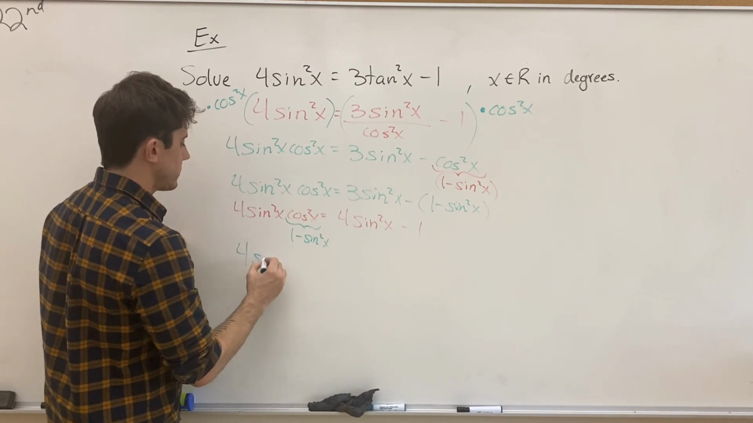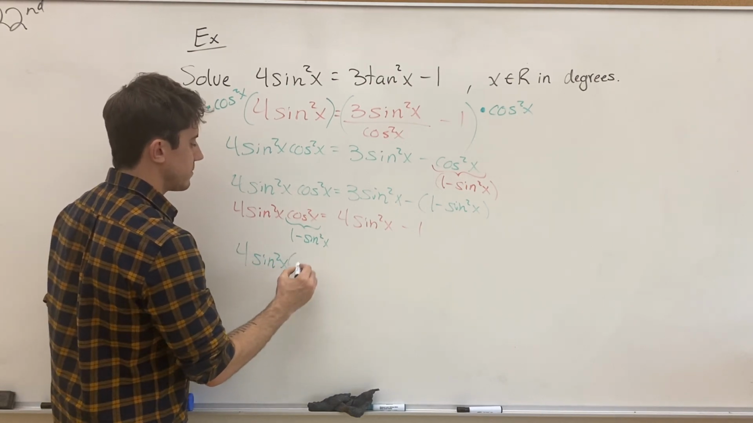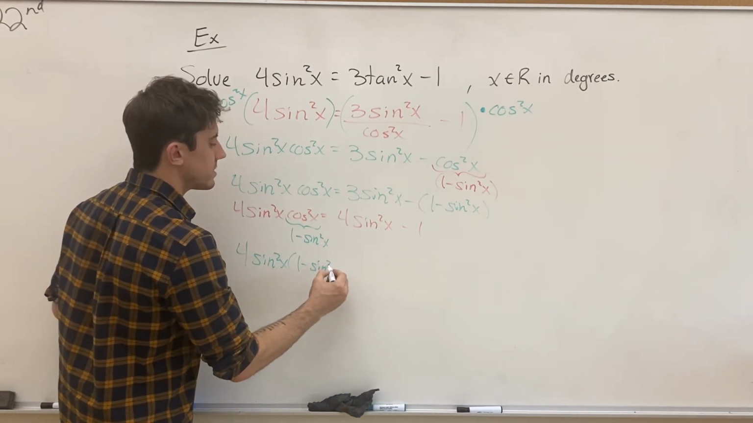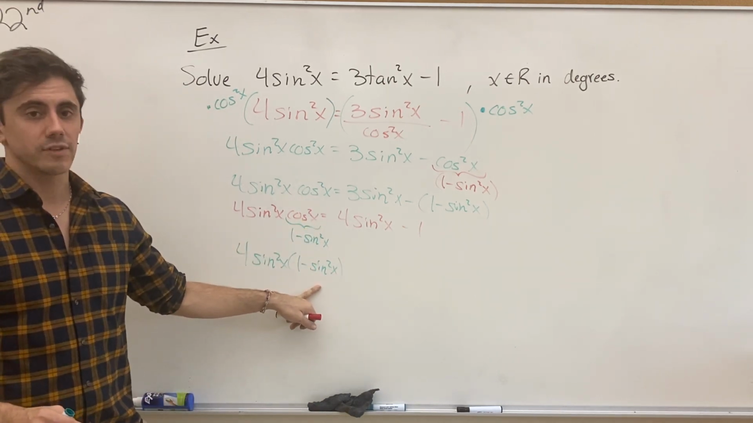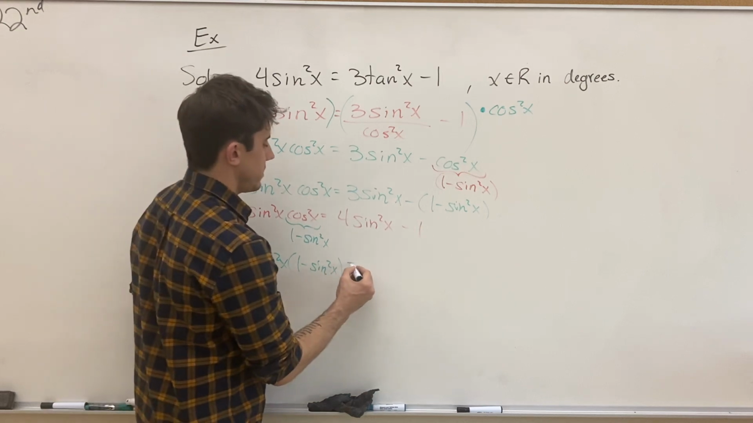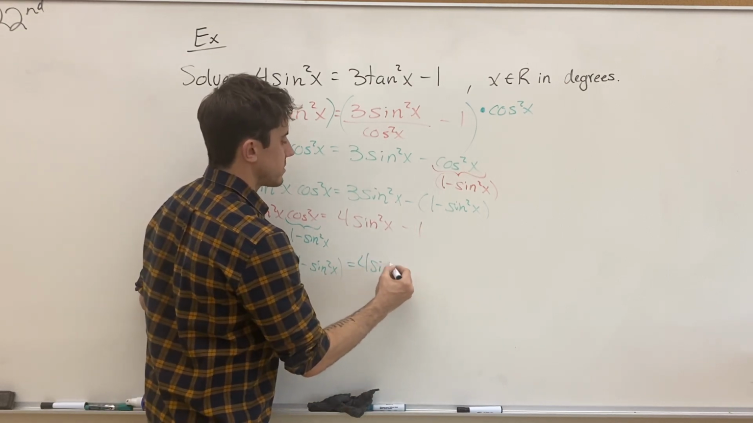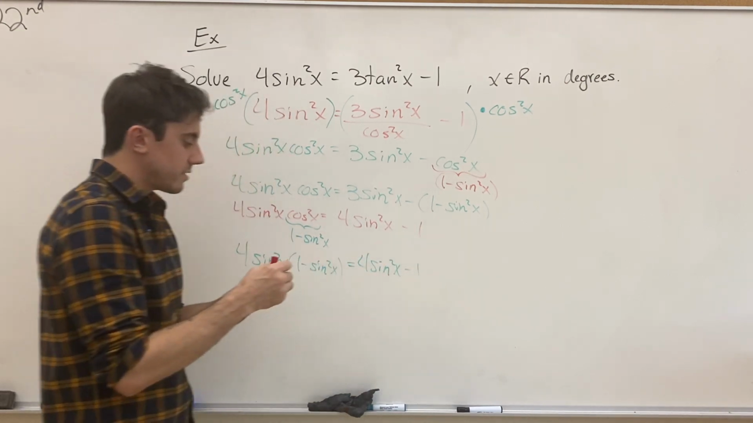We have 4 sine squared x times 1 minus sine squared x, right? Replacing cos squared with its equivalent, 1 minus sine squared, is equal to 4 sine squared x minus 1 on the right-hand side.